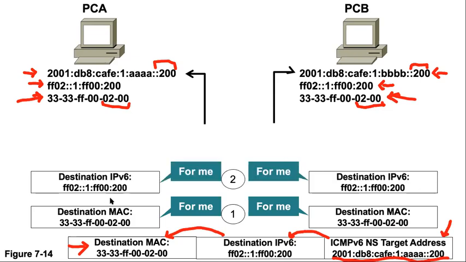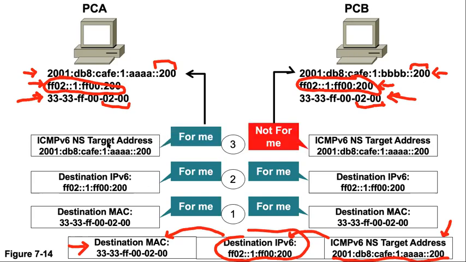So then they pass it up to their IPv6 process, and they both go, oh, yep, this is a solicited node multicast address that I need to look at because that maps to one of my unicast addresses, the last 24 bits. So they both have to process it at the IPv6 level. Again, this is only in the case when the last 24 bits match between PCA and PCB.